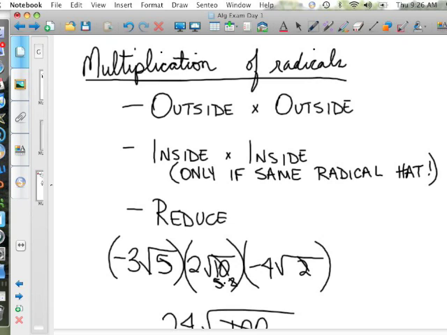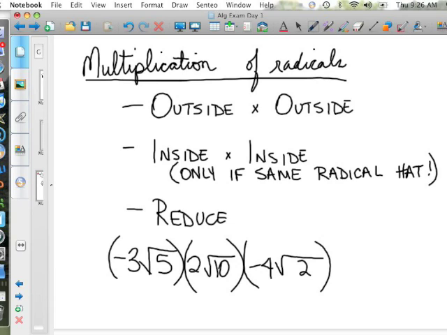All right, and then for multiplication of radicals. This can be done if the radical hats are the same, meaning it's all a bunch of square roots, or it's all a bunch of cube roots. There's another way to deal with it if it's not. But what we do is we multiply our outside numbers together. We multiply our inside numbers together. And we reduce the radical.